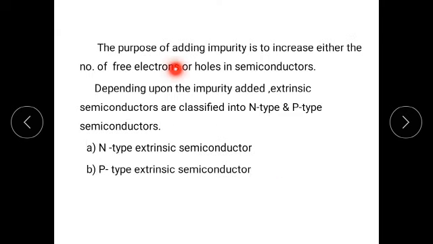And depending on the impurity added, there are two types of extrinsic semiconductor. The purpose of adding impurity is to increase either the number of free electrons or the number of holes in a semiconductor. And these extrinsic semiconductors are divided into two types. First is N-type extrinsic semiconductor and second is P-type extrinsic semiconductor. In the next lecture, we are going to study what is meant by N-type semiconductor and what is meant by P-type semiconductor. Thank you.